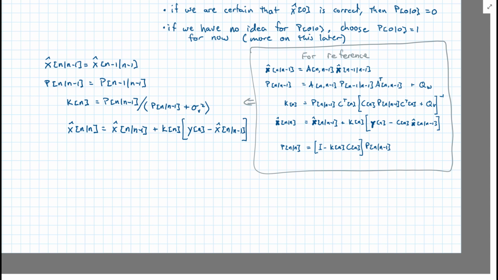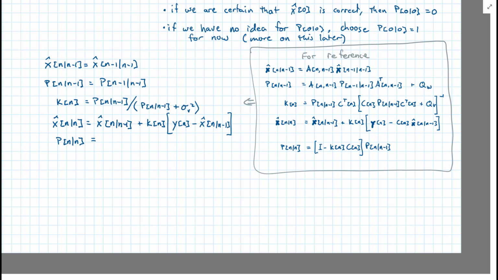And then finally, we have P n given n is equal to 1 minus K n times P n given n minus 1. Let's go ahead and just make this simpler here. It's equal to P n minus 1 given n minus 1.